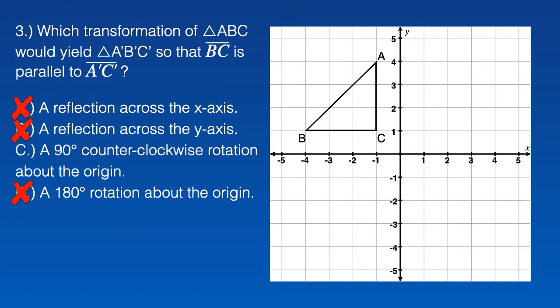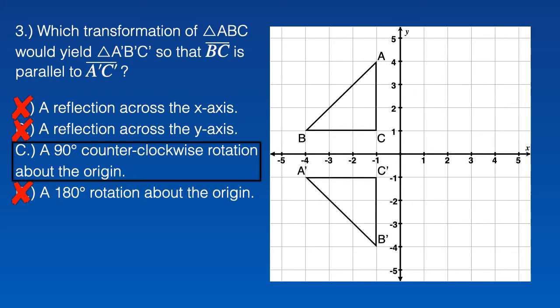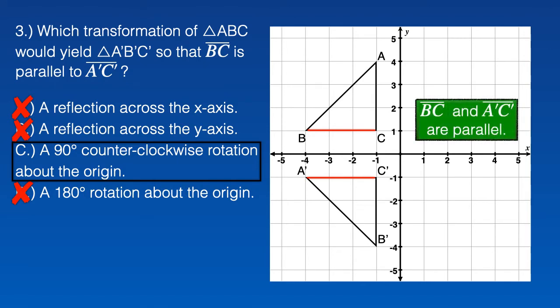Let's take a look at letter C. Letter C says a 90 degree counterclockwise rotation about the origin. All right, so if we rotate that pre-image 90 degrees counterclockwise, we're going to get this image. Now let's compare the sides, and you can see that side BC and side A prime C prime are parallel. So this is our correct answer.